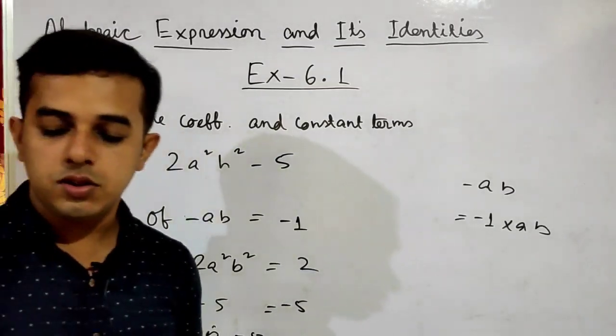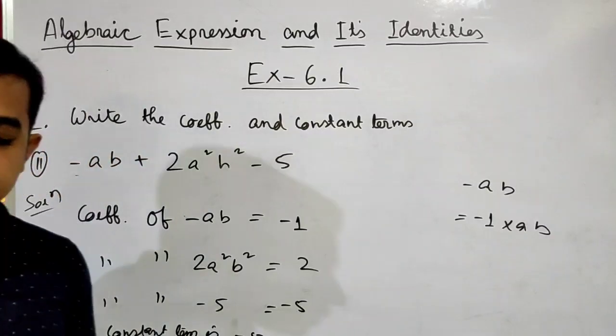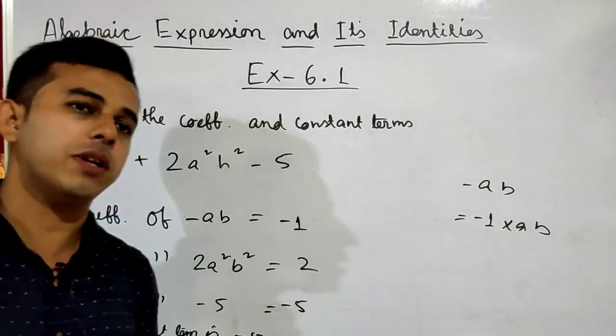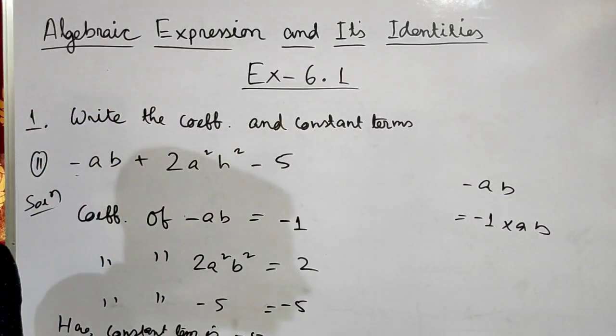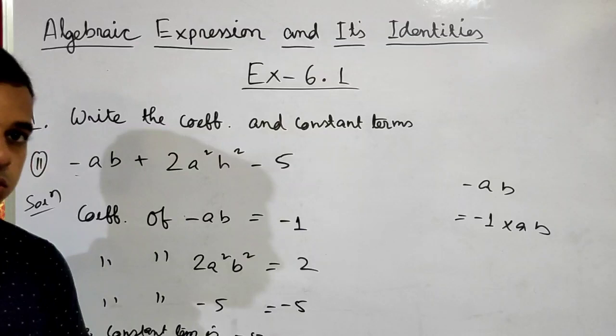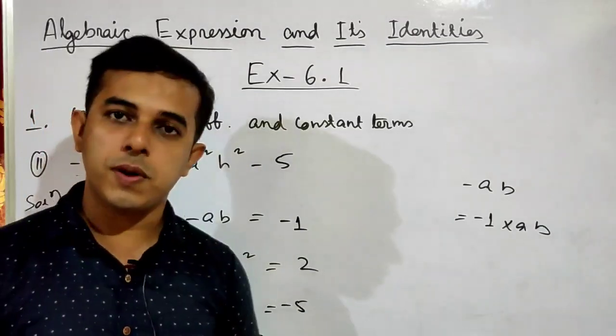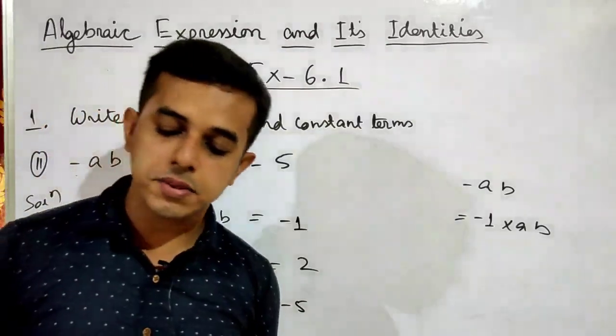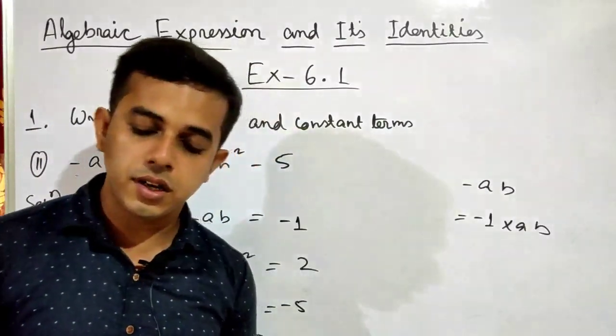Okay, so now let's move to the next. Classify the following polynomials as monomial, binomial, trinomial. Very easy. Just by looking, you can say. If one term, it is known as monomial. If two terms, it is known as binomial. If three terms, it is known as trinomial. And the terms are connected with one another by.